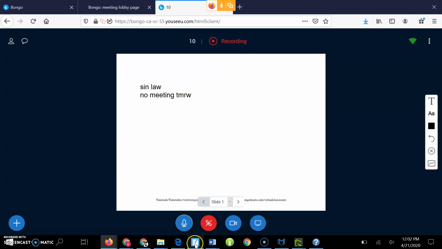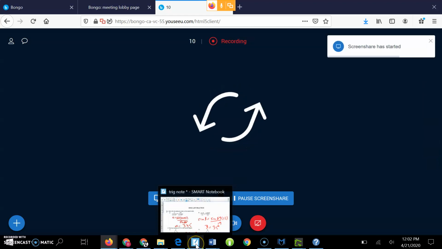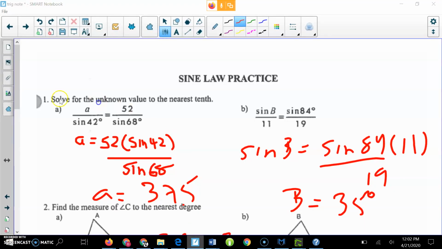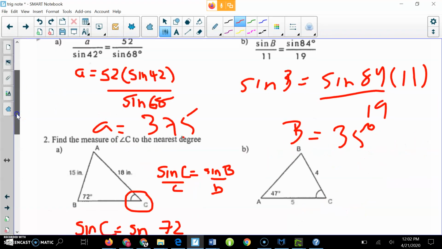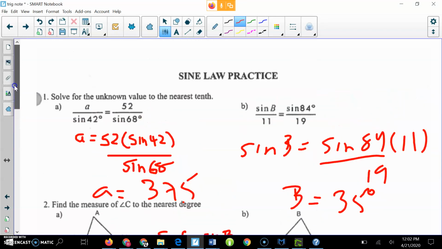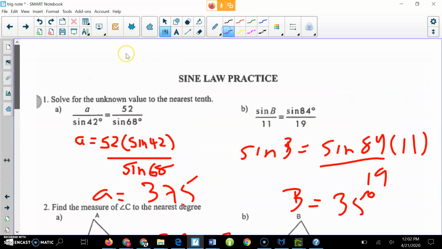So let's go and take a look at the note. There we go. Here we are. Okay, so the note was yesterday. This is the practice day for sine law. I set a couple of these up, and then I'll do a couple with you. So if we're solving, don't forget for sine law, let's draw the triangle here again.